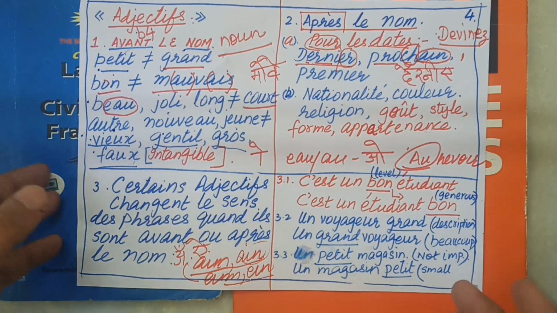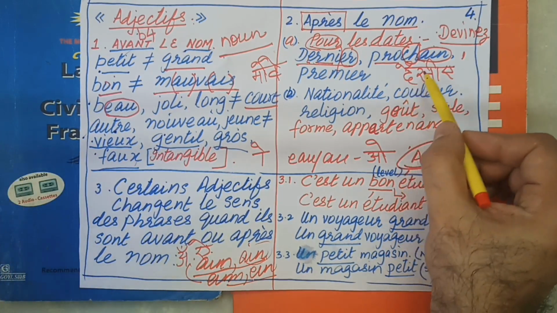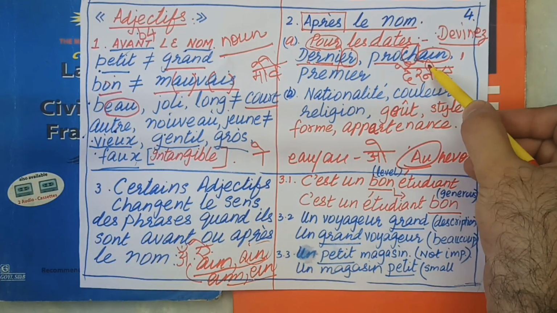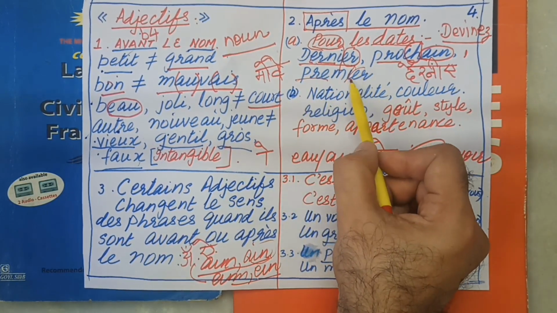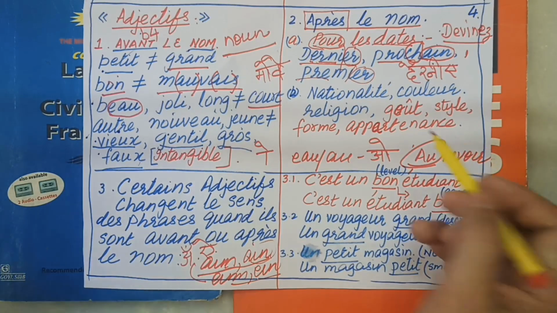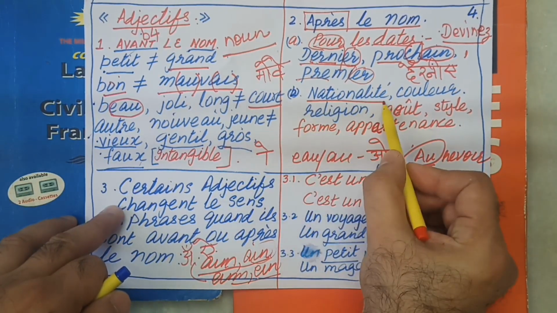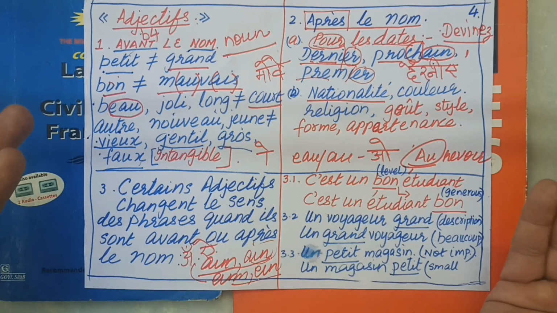So it becomes so easy if you know the rules. So it's prochain or prochain. Premier is first. Nationalité connects a lot with the English word.